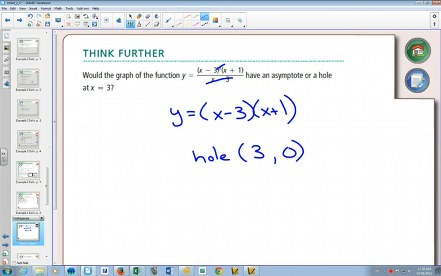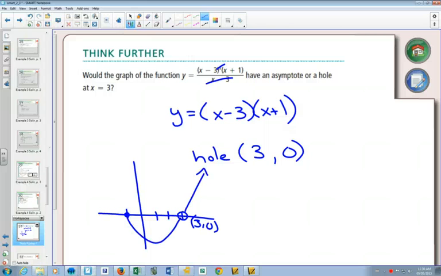When it's simplified, what kind of graph is this? Quadratic, so it's going to be a parabola. It's in factored form, so you know that there's going to be an x-intercept at 3 and negative 1. This one at 3, though, we know is going to be our hole. So our final graph would look like a parabola with a hole in it. So you can graph whatever you're left with based on what you know how to graph from before. And because it canceled out, you know that it has a hole.